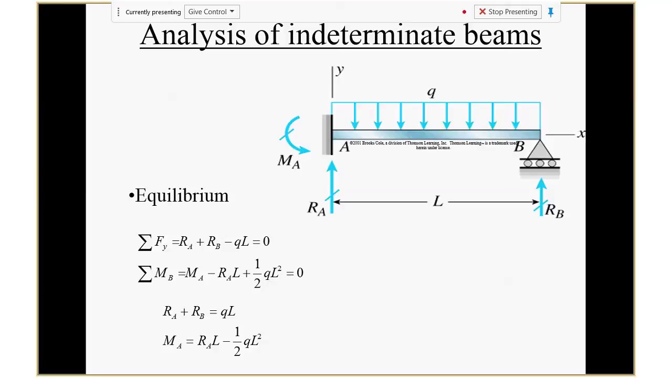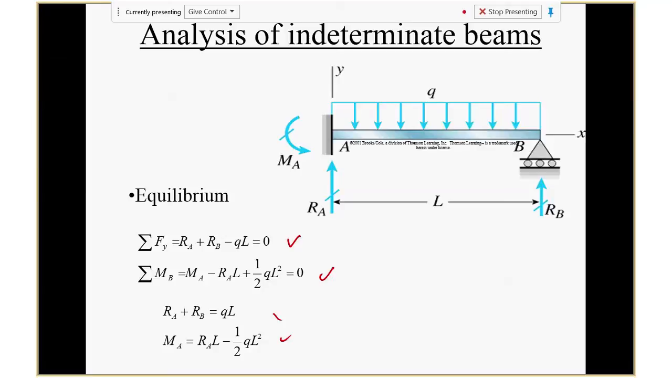We can verify that by the equations of equilibrium, as you can see here: sigma Fy equals 0, sigma M equals 0. So you have 3 unknowns and 2 equations, and you cannot solve it. But based on these equations of equilibrium, we get these 2 equations, which are just the relations between all the reactions. Although we cannot determine the numbers, we know they're related this way. Now, how can we solve this?